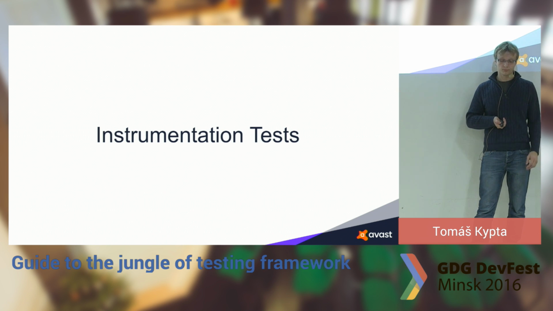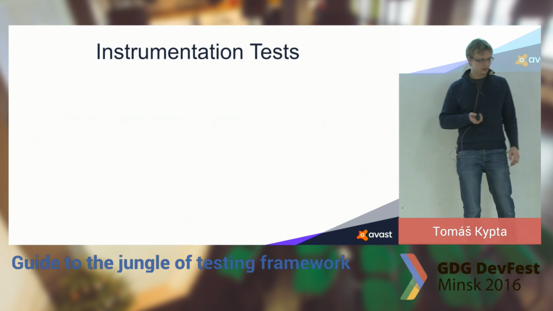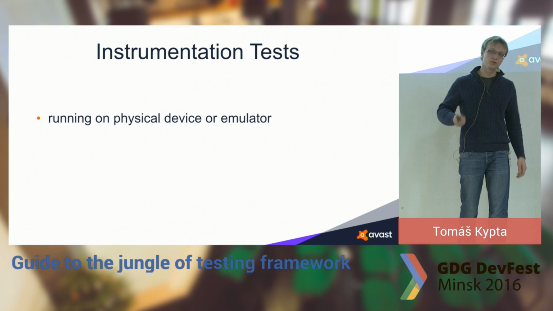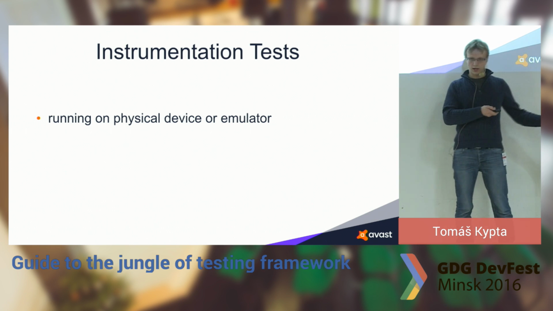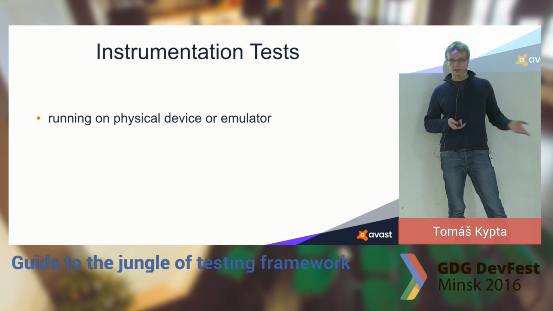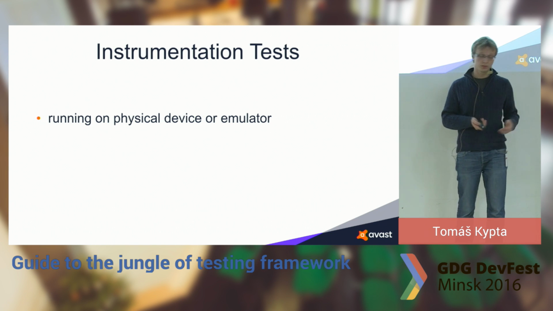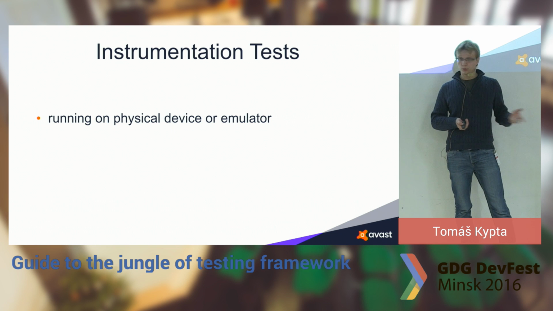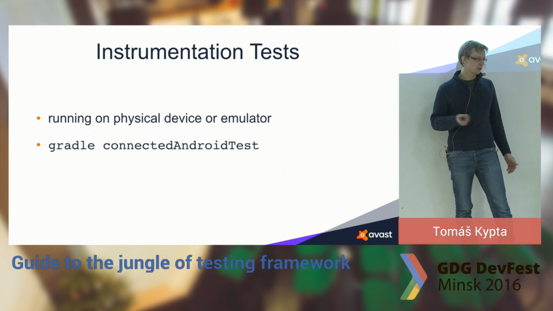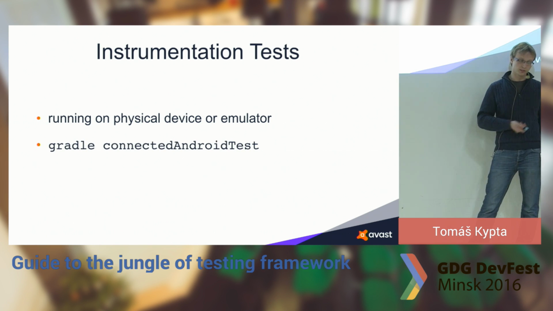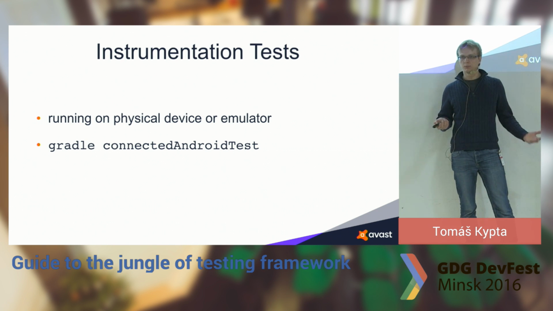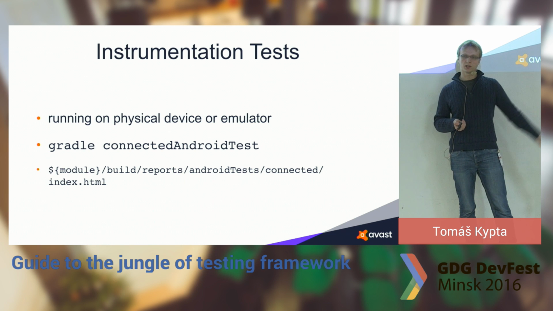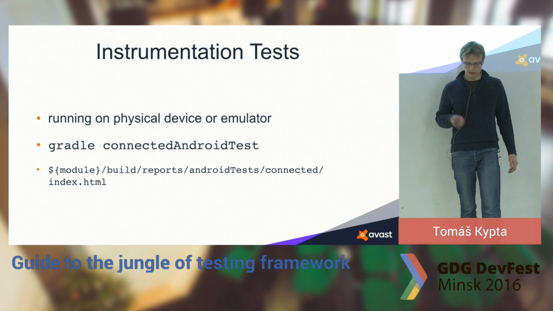Instrumentation tests, as I said, run on a physical device. You have to connect your device or start your emulator, either the emulator from the Android SDK or a Genymotion emulator. You can run it from Gradle. Just run connectedAndroidTest, and everything will run. The tests will run, and then there will be an HTML report in the build subfolder.